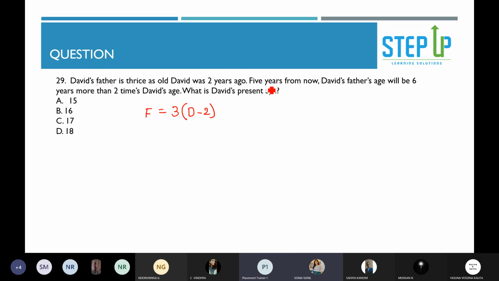5 years from now, David's age will be D plus 5. 5 years from now, David's father's age will be 6 years more than 2 times David's age. Read the question again and try to see the equation again.